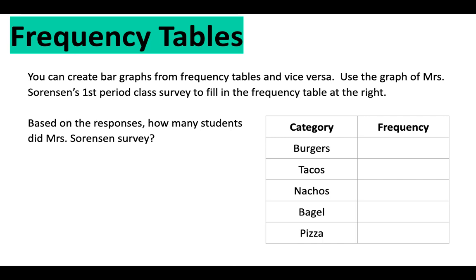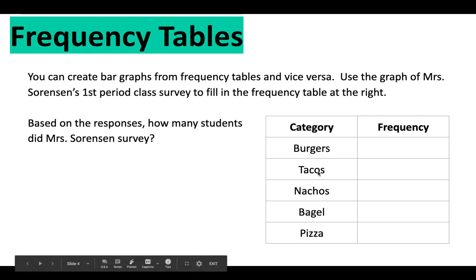From that, or even we could start with this, we can create bar graphs from frequency tables and vice versa. A frequency table is basically just a table where I have my categories on one column, and then on the other column I say the frequency, like how many or how frequently did each category get answered. So I'm going to use the bar graph to fill in the frequency table. That's pretty easy to do.